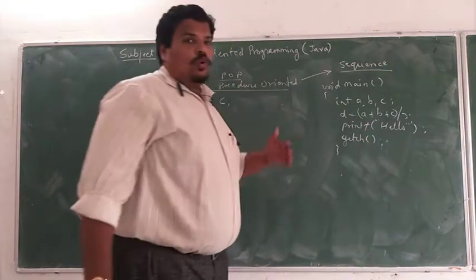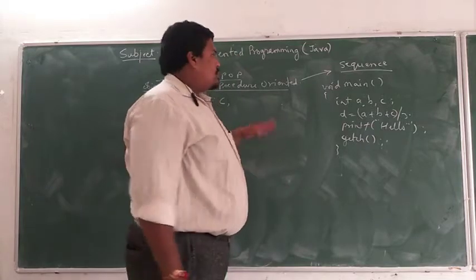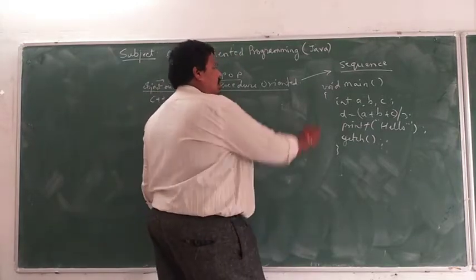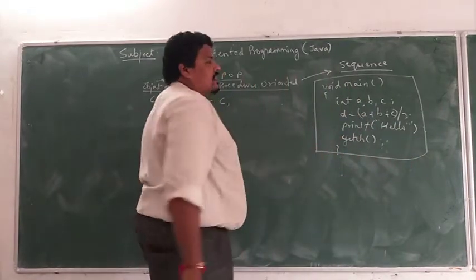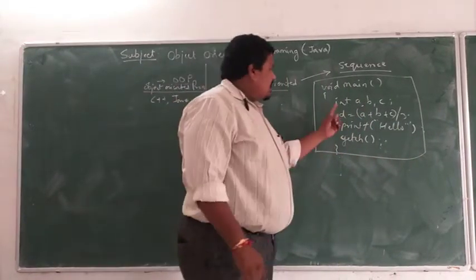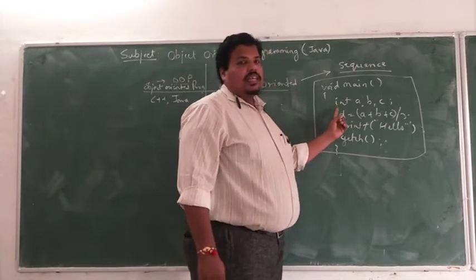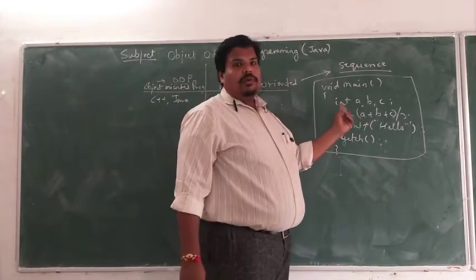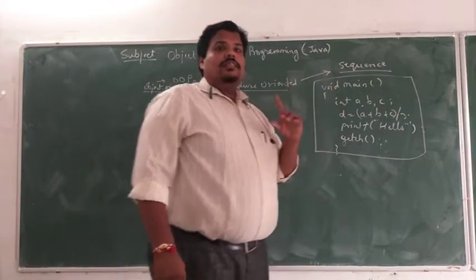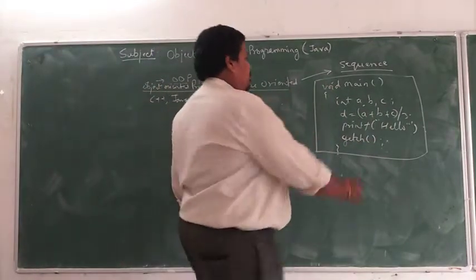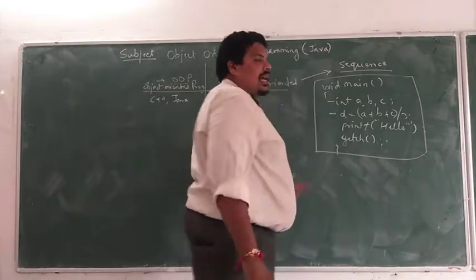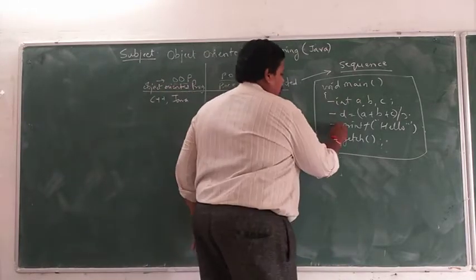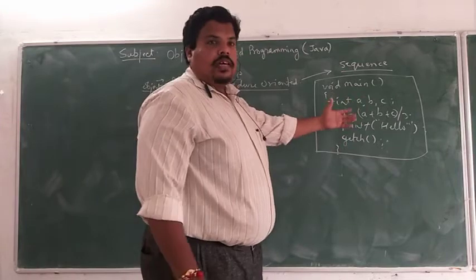Now for that we need to go back to the definition of program. What is a program? A program is nothing but a collection of instructions. What is an instruction? One single instruction. For example, the declaration of variable A, declaration of variable B, declaration of variable C is nothing but one single instruction. So this becomes one instruction. Calculation of D is another instruction. Printing some variable or value is the third instruction.